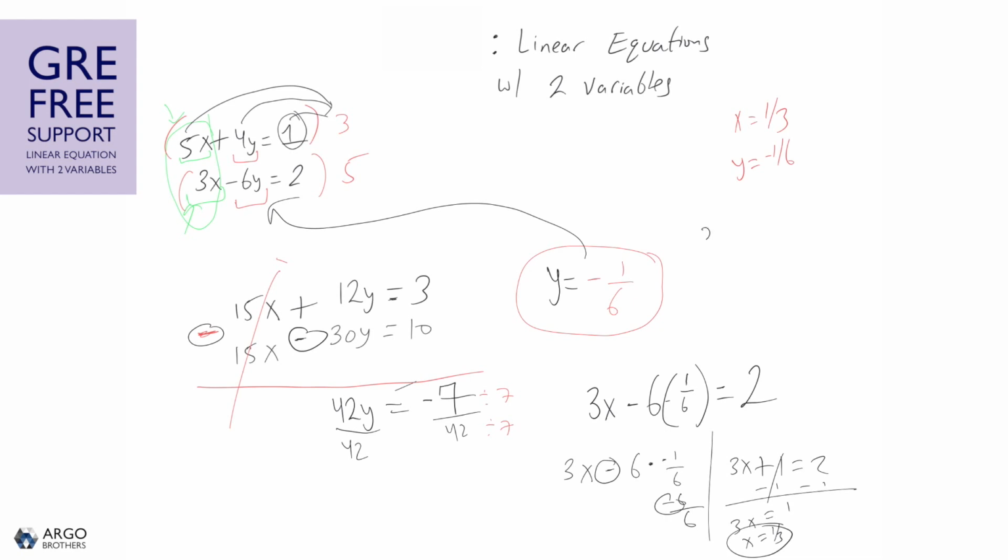So I have 3 times 1 over 3 minus 6 over, well, a negative 1 over 6 is equal to 2. Well, 3 times 1 is 3, 3 over 3 is just 1, minus, well, I know that this minus and this minus is going to give me a positive, so let me just say that this is a plus. 6 times 1 is 6 over 6 is going to be 1. 1 plus 1 is equal to 2, and yes, 1 plus 1 is indeed equal to 2, okay?